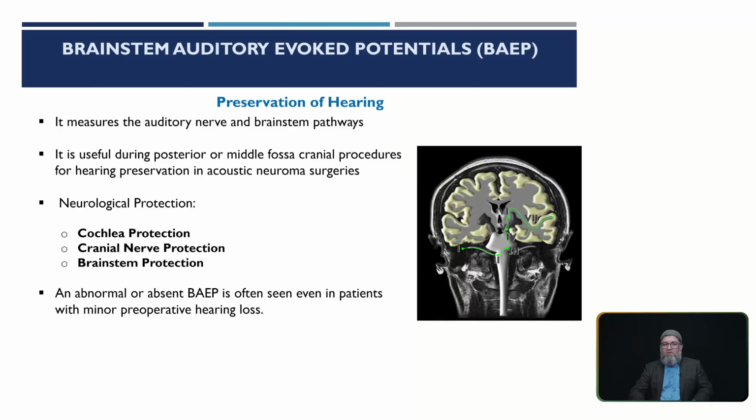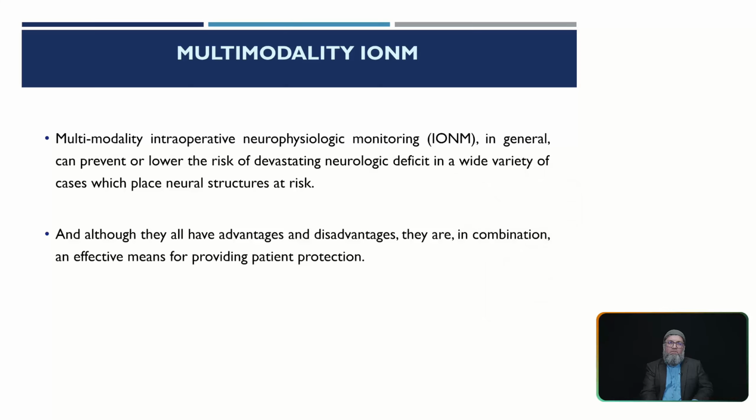For hearing preservation, we do auditory evoked potential, or BAEP, brainstem auditory evoked responses, and it is done to prevent any damage to the cochlea, cranial nerve 8, or brainstem. We have different waveforms, 1, 2, 3, 4, 5, 6, 7, and when we stimulate with an auditory signal in the ear, the signal travels to the nerve, to the brainstem and cortex, and we have multiple recording sites. We can identify changes in the cochlea, cranial nerve, or brainstem, and if there's a change, we can give the surgeon immediate feedback and minimize any damage.